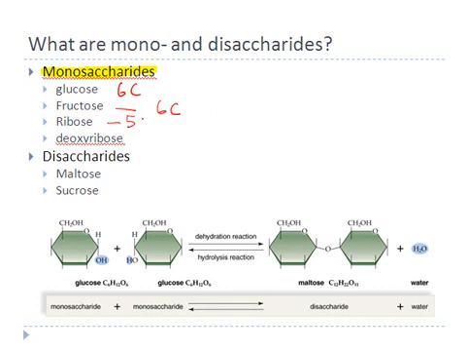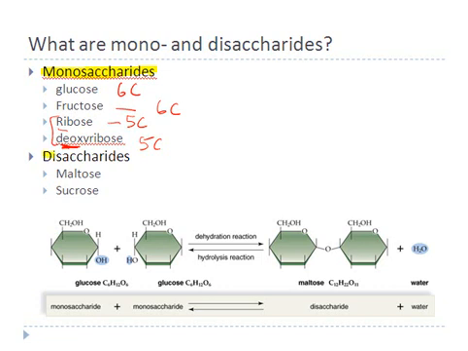Ribose is a 5-carbon sugar that we will hear about later in the chapter on nucleic acids. And deoxyribose is another 5-carbon monosaccharide. Notice in the name deoxyribose, deoxy means one less oxygen. So I've given you the two common 6-carbon and the two common 5-carbon sugars that are found in living cells.